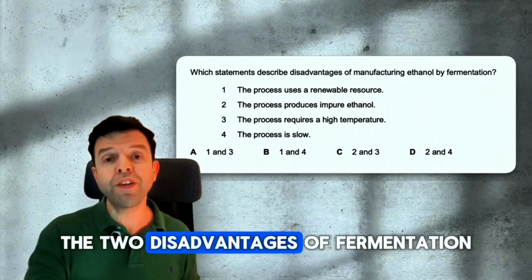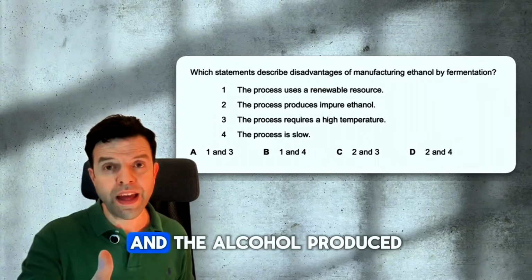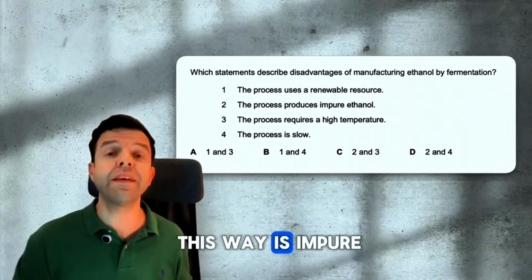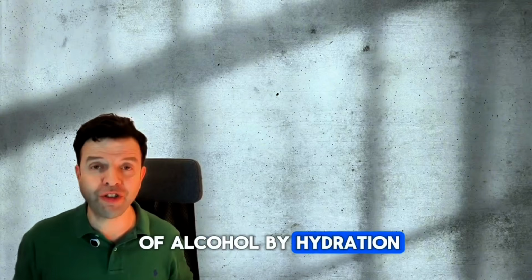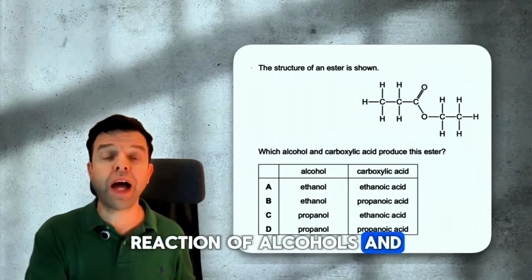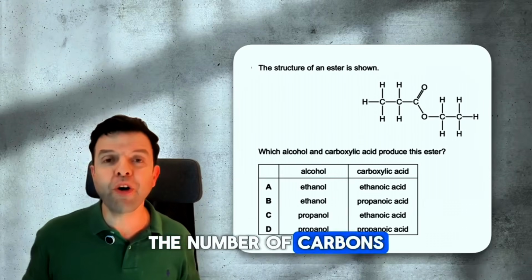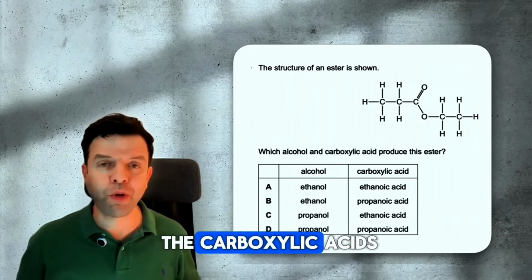The two disadvantages of fermentation are that it's a slow batch process, and the alcohol produced this way is impure. Opposite applies to the production of alcohol by hydration. Esters are made by the condensation reaction of alcohols and carboxylic acids. The number of carbons in an ester is the total number of carbons in the alcohol plus the carboxylic acid.